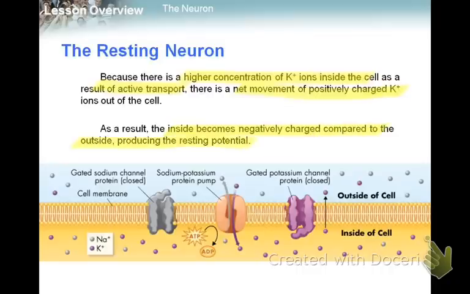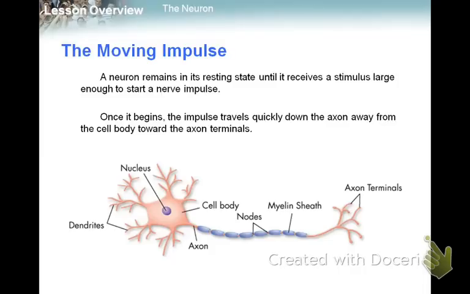So the take-home message here, the main thing you need to know, is that there's a negative charge inside the neuron to start out with when the neuron is at rest. The neuron stays at rest until it receives a stimulus that's big enough to start a nerve impulse. The impulse will travel quickly down the axon towards the axon terminals. We call it the neuron firing.